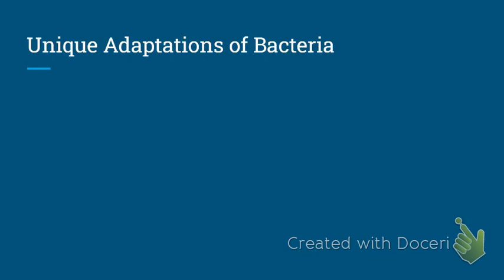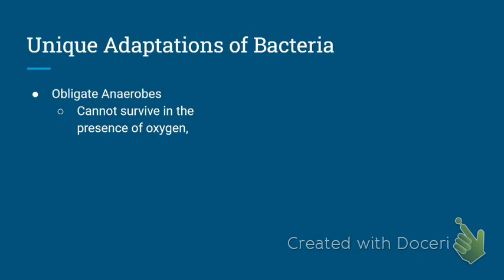All right, so a couple unique adaptations of bacteria. They are obligate anaerobes, which means they like to live in areas that don't have much or any oxygen. So they cannot survive in the presence of oxygen, right? Or very little. Sometimes there can be a tiny bit of oxygen, but for the most part, some of them, if they are around oxygen, they die. Now these are unique adaptations, so it's not all bacteria, but just some.